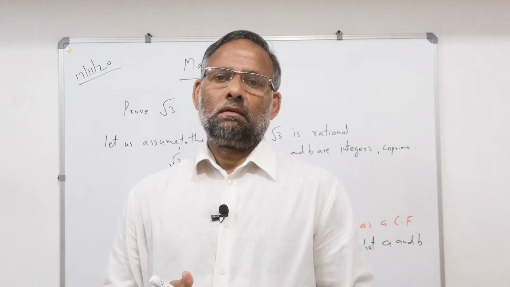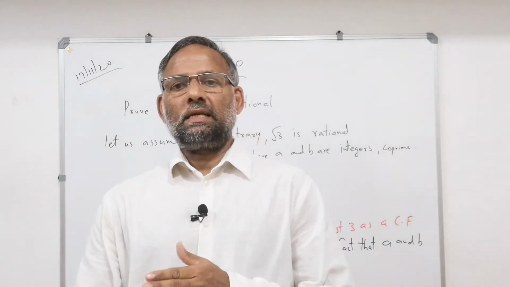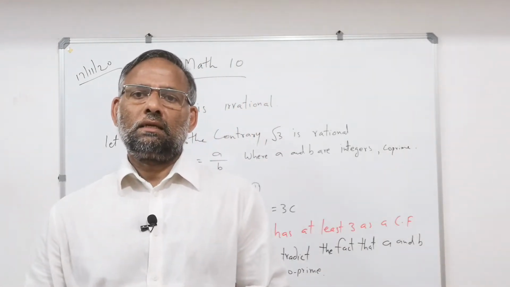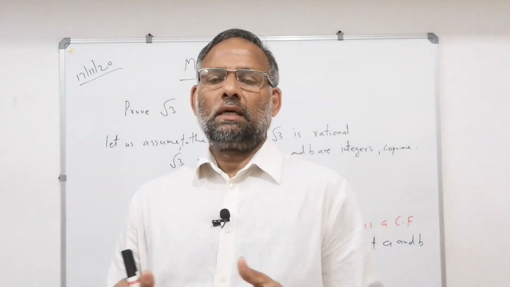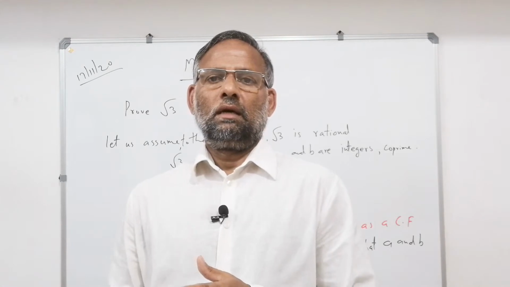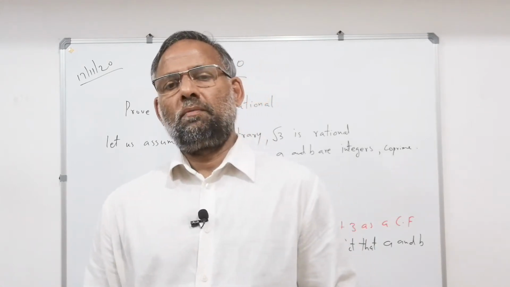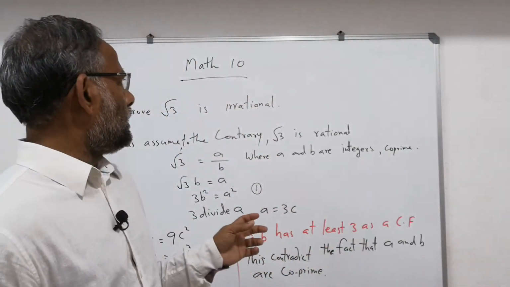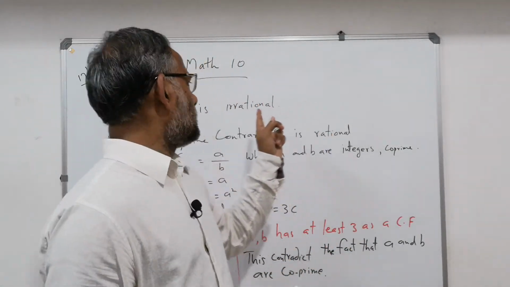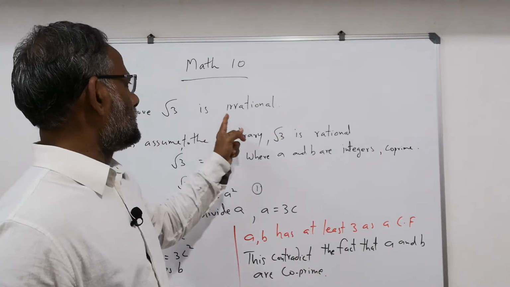you studied last year: rational plus irrational is irrational, rational into irrational is irrational, and subtraction is also the same thing. So listen here. Root 3, prove that root 3 is irrational.